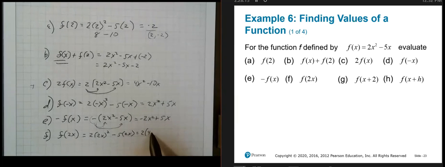So now we have 2 times 4x squared because I'm still multiplying it by 2 out here. So I'm just going to square the 2x and then multiply it by 2. And then I have a minus 5 times 2, which is a minus 10x. And then the 2 times the 4x squared is an 8x squared. And we still have the minus 10x.